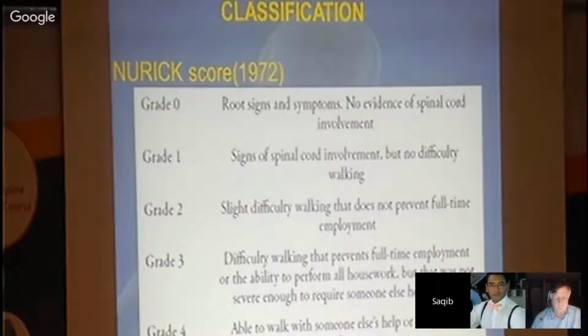Grading of the myelopathy, there are many scales now, but the classic is the Nurick score that was designed by Nurick in '72. You have 5 grades, where grade 5 is chair-bound or bedridden. Grade 0 is nerve root signs and symptoms, and no evidence of spinal cord involvement. Normally, I can follow the patient in that grade, but as the patient is entering this grade, I am a bit more active, and I tend to operate at early stages, because what is taken by the disease is not coming back usually.